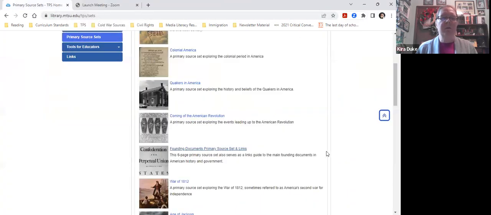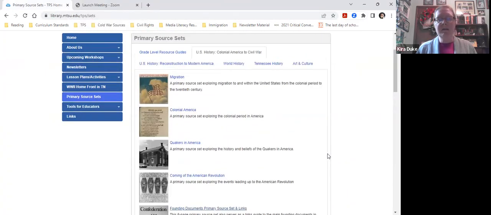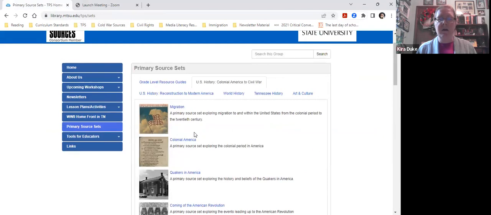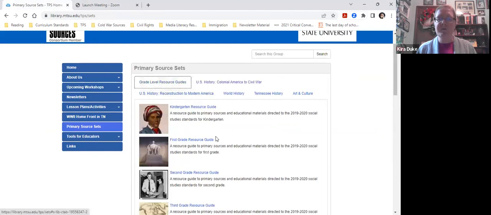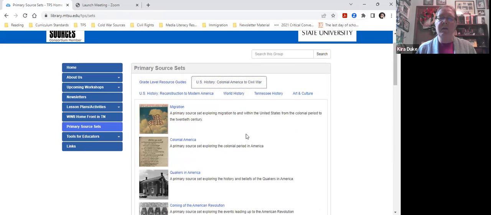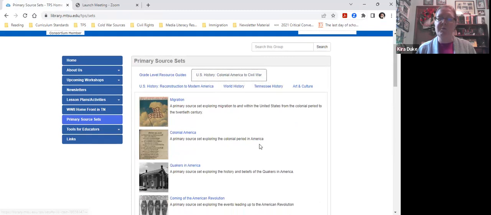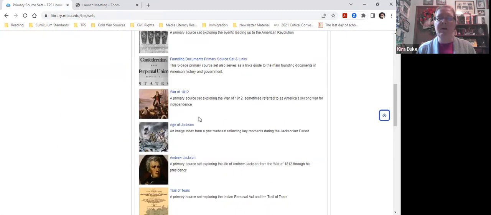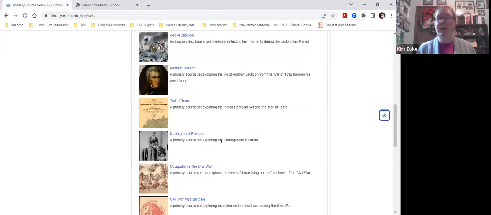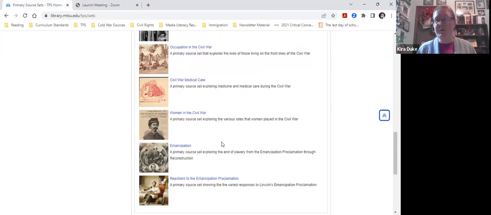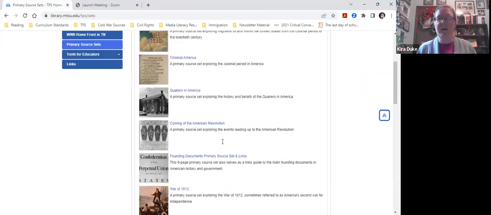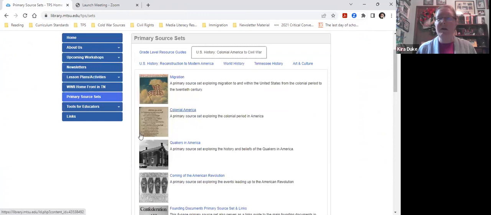All right, so again, that is primary source sets. And I would just focus on grade level resource guides, the 8th grade one, and then U.S. history, colonial America to Civil War. And you can see some of the others that we have, for topics that we're not focusing on right now, of course: War of 1812, Age of Jackson, Trail of Tears, Underground Railroad. There's a slew of Civil War ones. So, a lot of different information, and lots of featured primary sources that will be helpful for you.